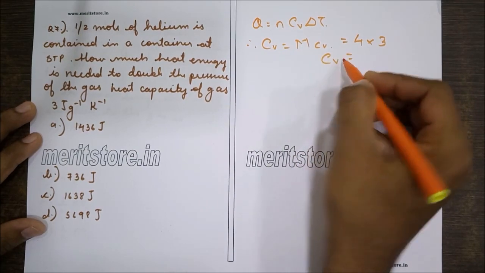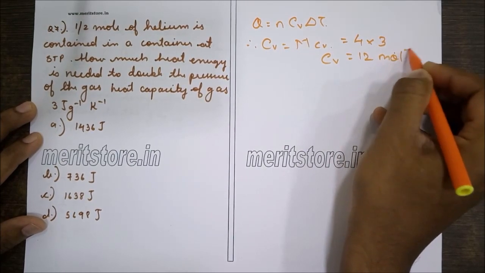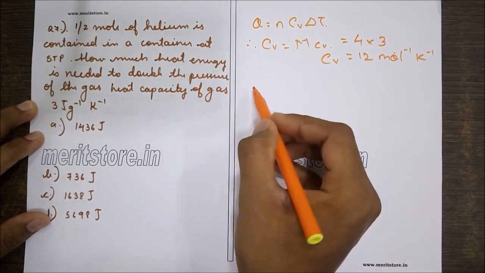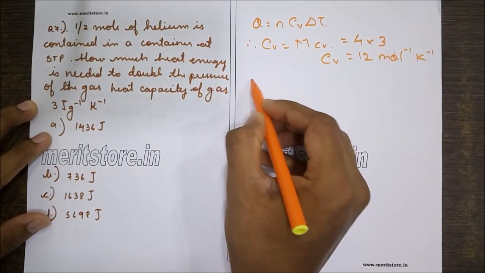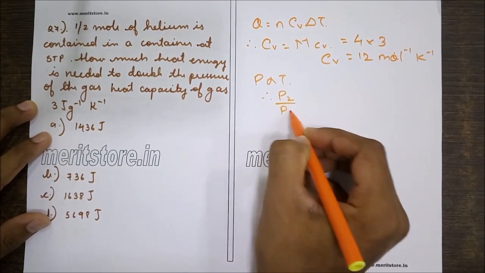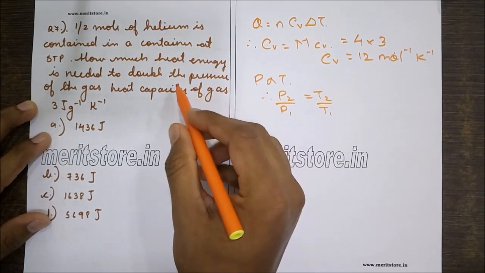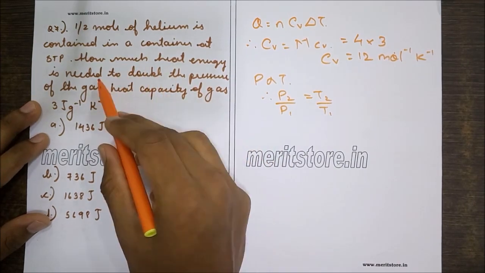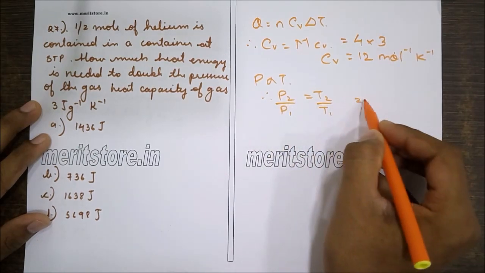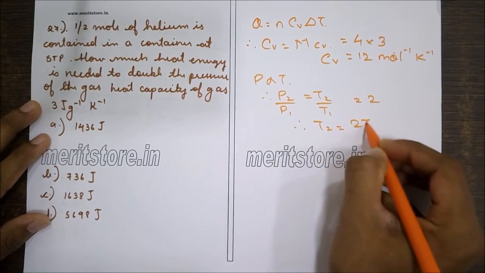So the total specific heat Cv would be 12 per mole per Kelvin. Now also, since the volume of the container isn't changed, for constant volume, pressure is proportional to T. So therefore, P2 upon P1 is equal to T2 upon T1. Since the pressure is doubled, P2 upon P1 can be written as 2. So therefore, T2 is equal to 2 times T1.